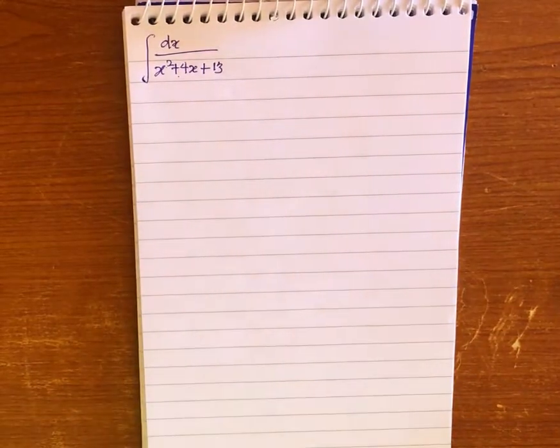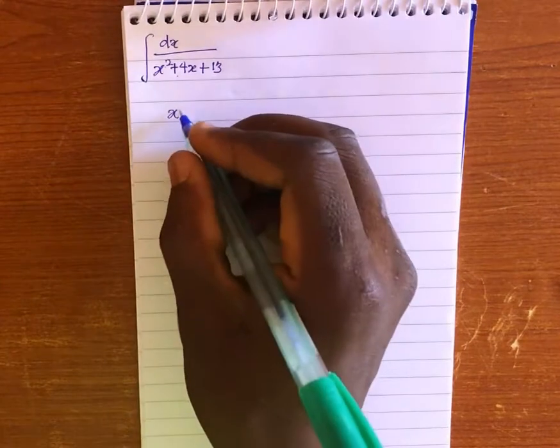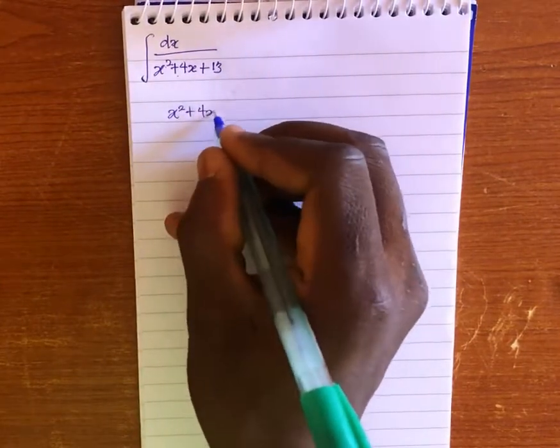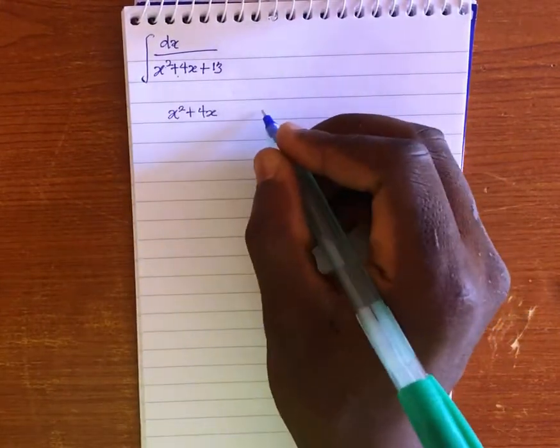But we don't need to stress ourselves. We can actually write this out: x squared plus 4x plus, let's put our plus 13 here.